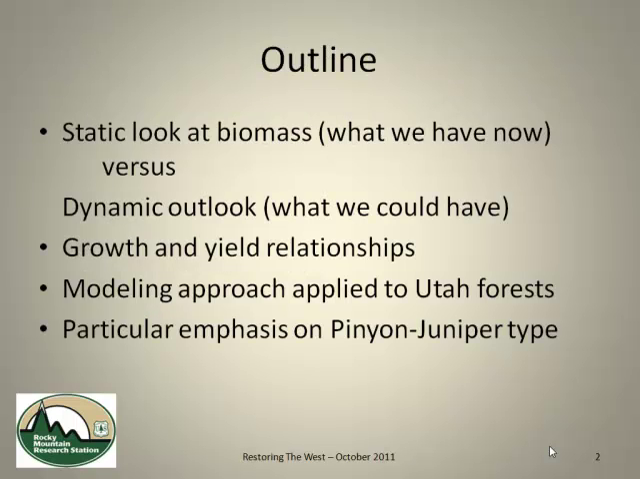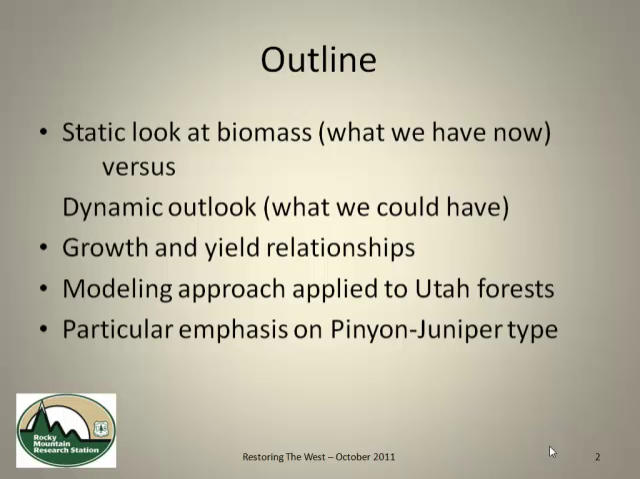A basic outline: we tend to think about what's on the ground now and doing treatments and getting an effect, and then we leave, we're all done, we've restored. What I'm going to do is use a modeling approach and look at what's going to happen when we mess around in forested stands, doing thinning treatments, removing biomass, changing growth dynamics over time.